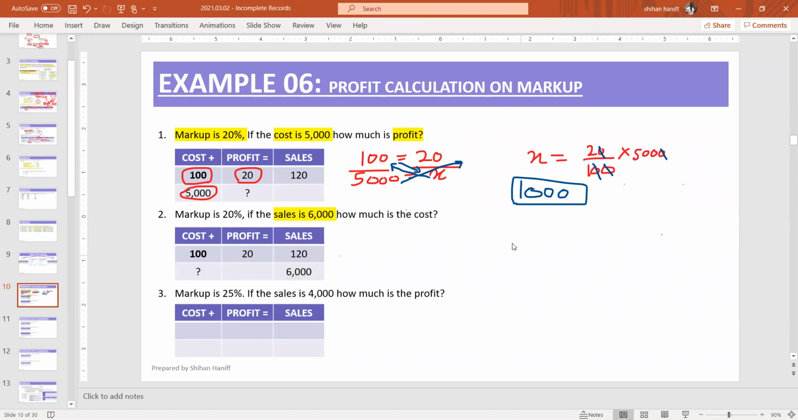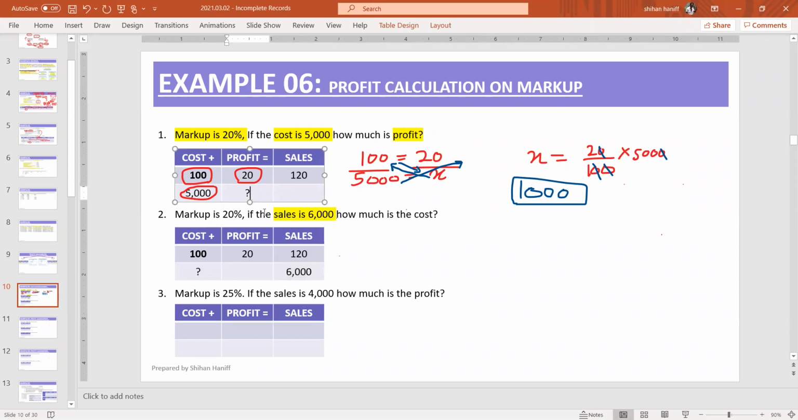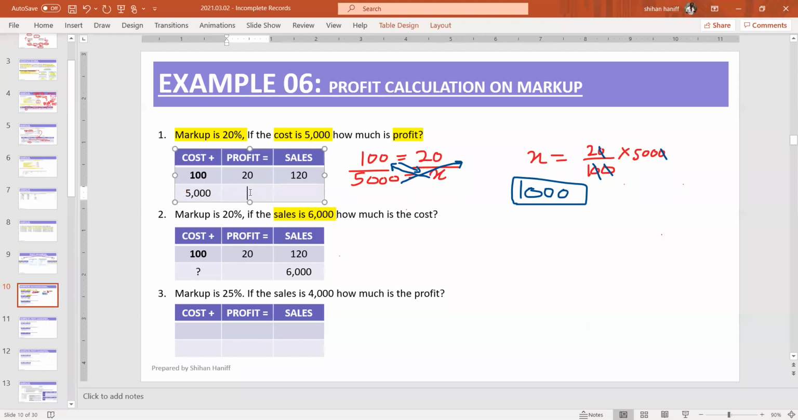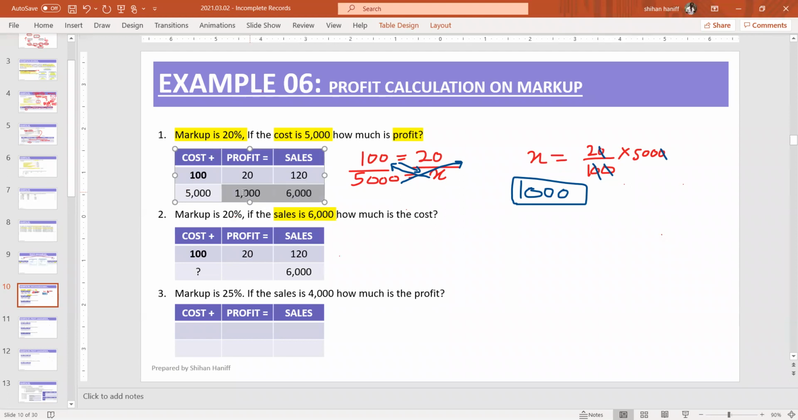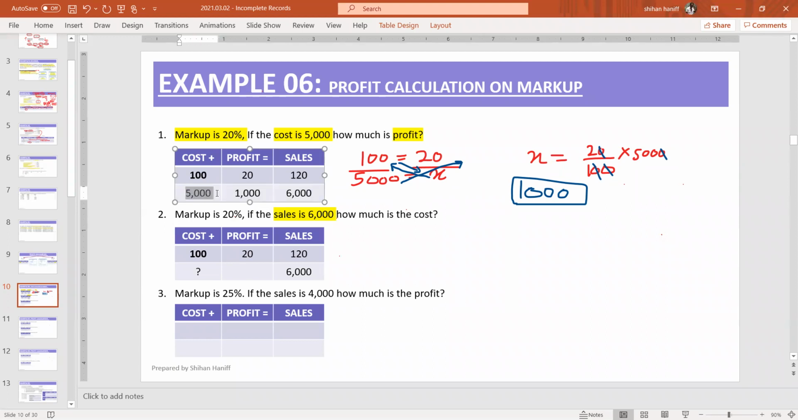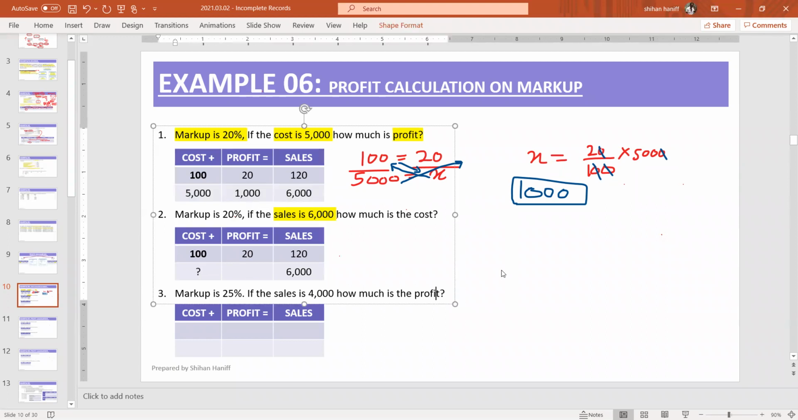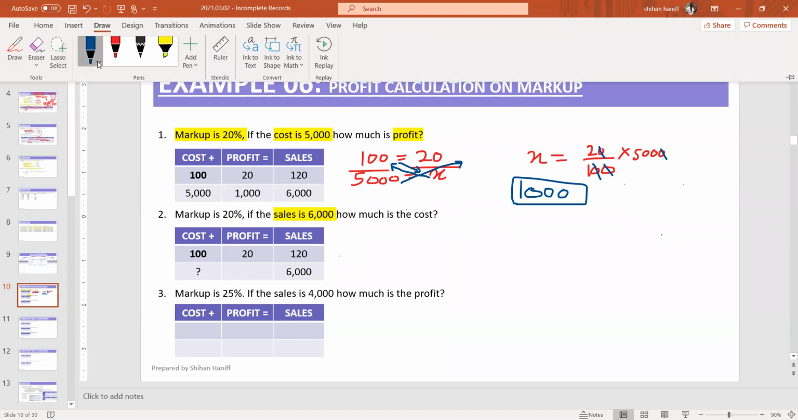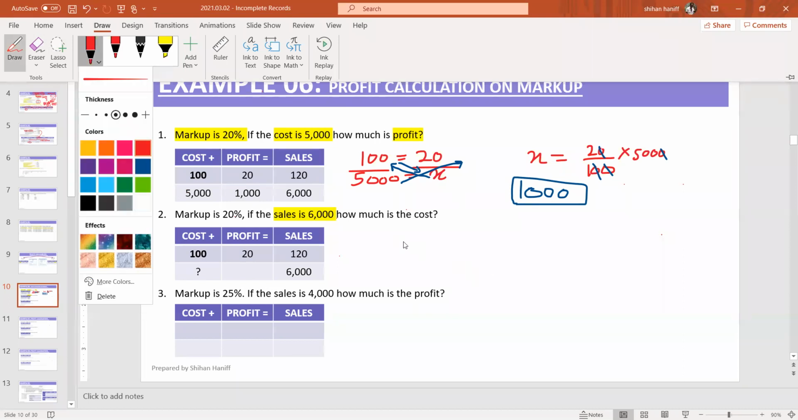Now, even without doing this calculation, if you take the previous question, this is similar. This is the same thing we did in the previous question, right? Here the profit is 1000. We calculated the profit. Then the sales is 6000. So if the sales is 6000, the cost should be 5000. So your answer should be 5000, isn't it? Right? So it's like this.